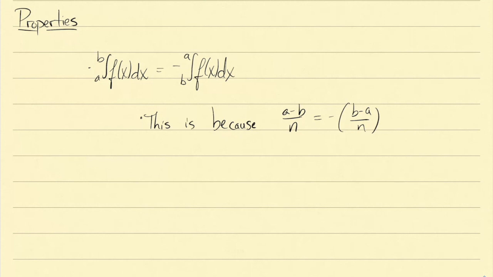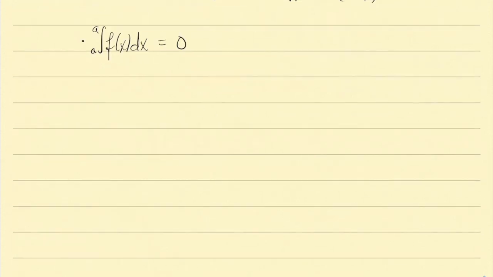Our second nice property talks about integrating over an interval of 0 width. So unsurprisingly, if you integrate a function where the upper and lower bounds are the same, you should get 0. The reason for this is delta x in this case is 0. So when you compute the Riemann sum, you're simply adding up a bunch of rectangles which have 0 width and therefore 0 area. No matter how many of them there are, you're always going to get 0.